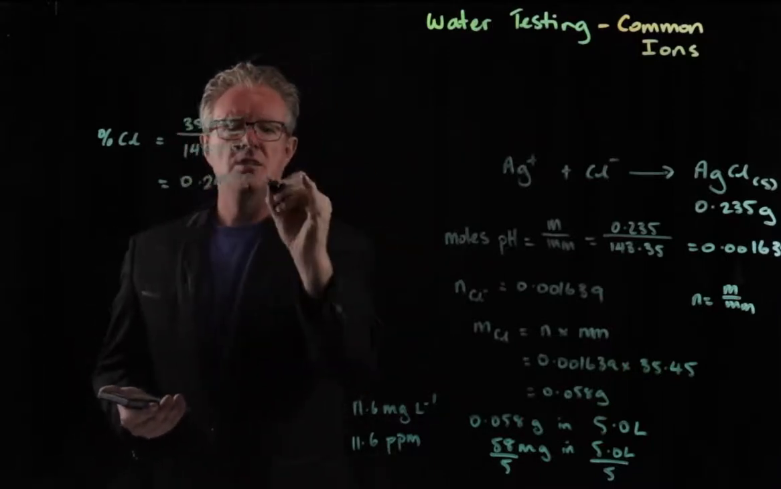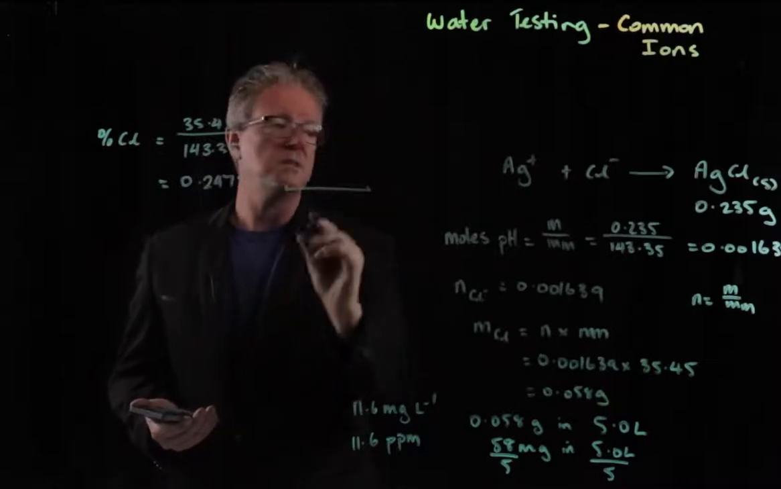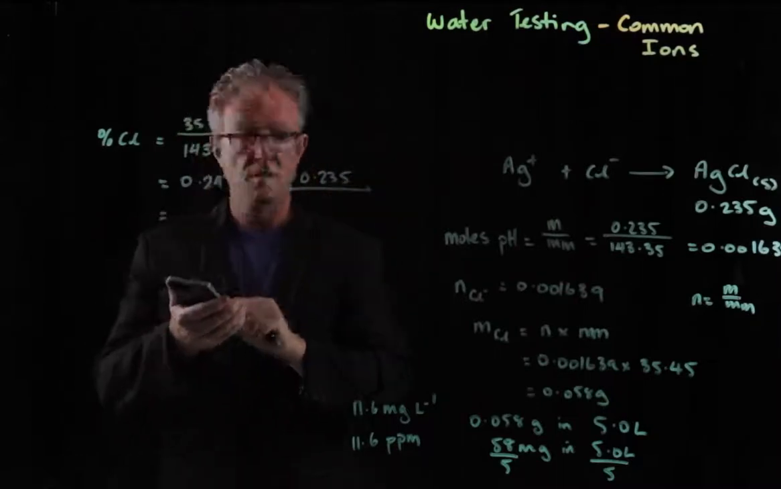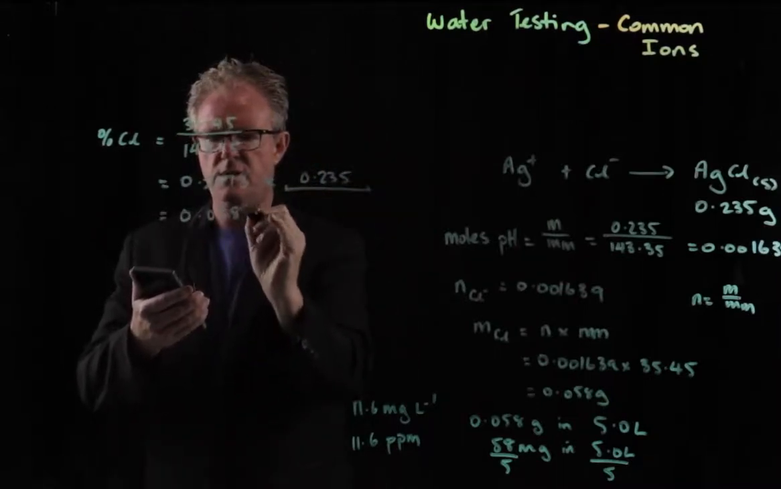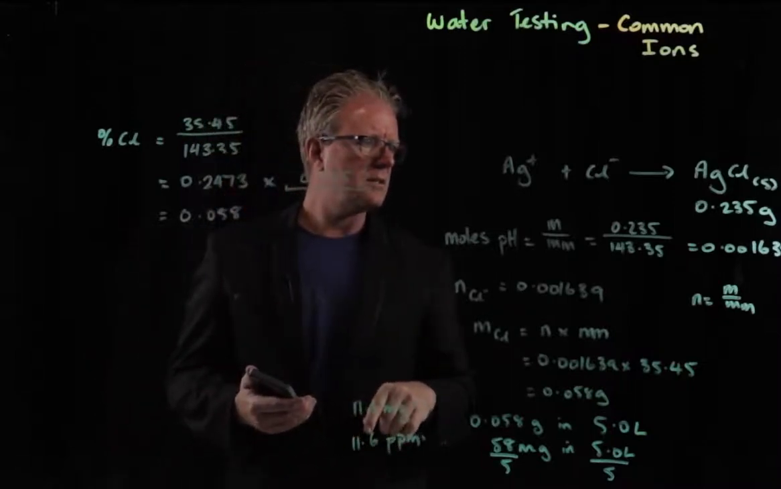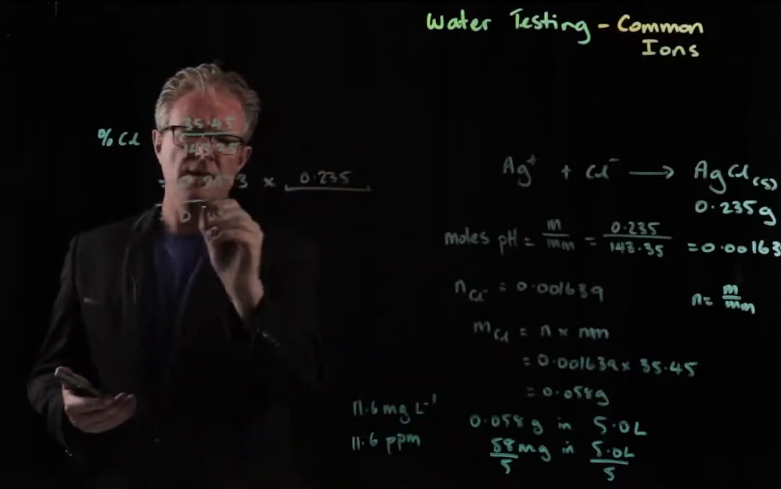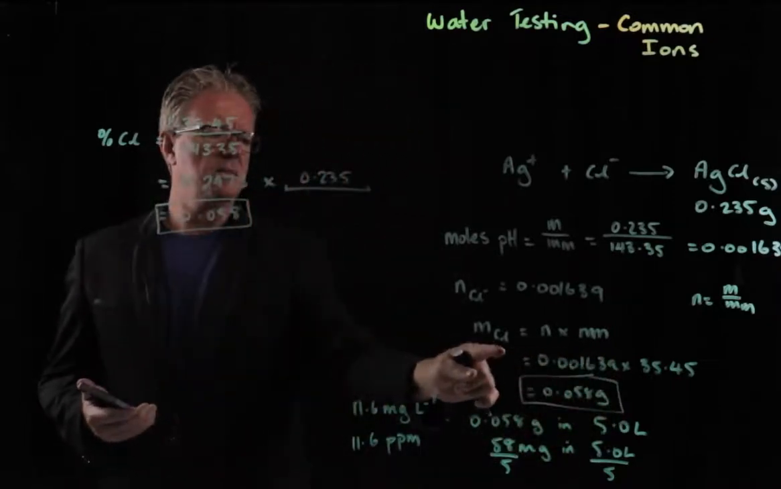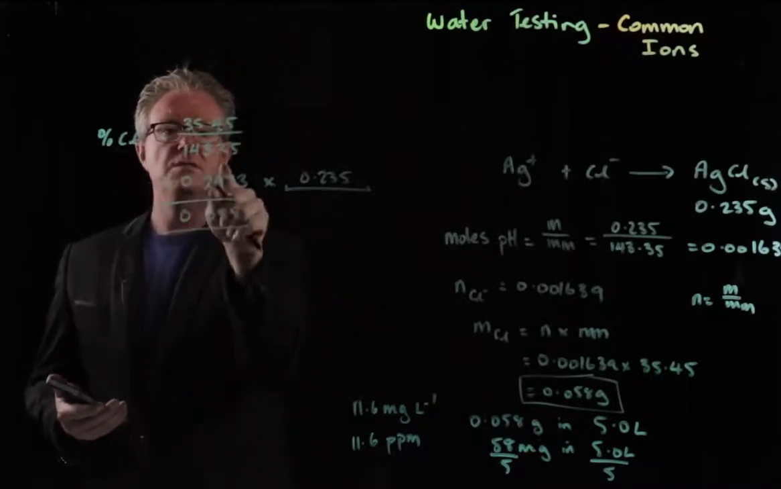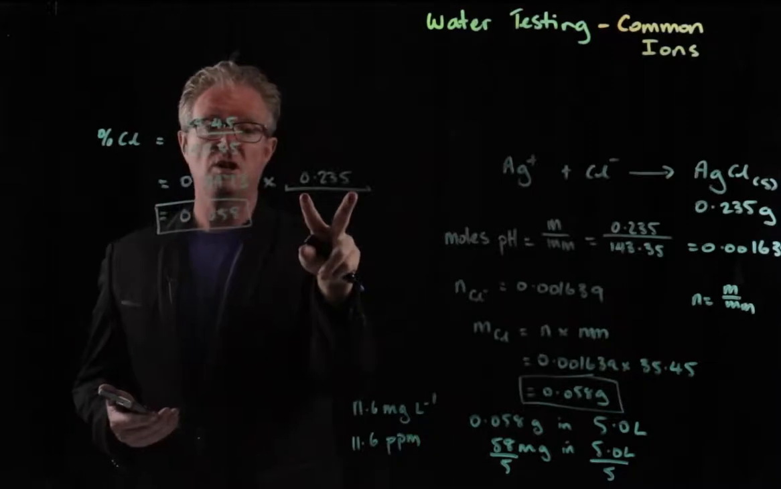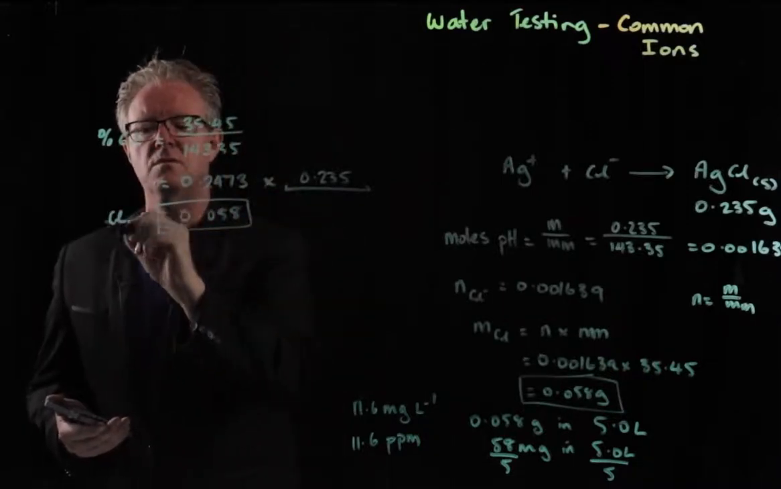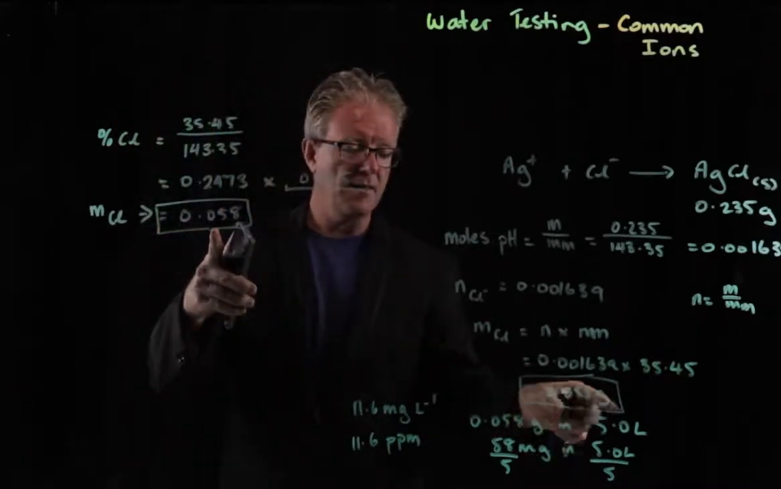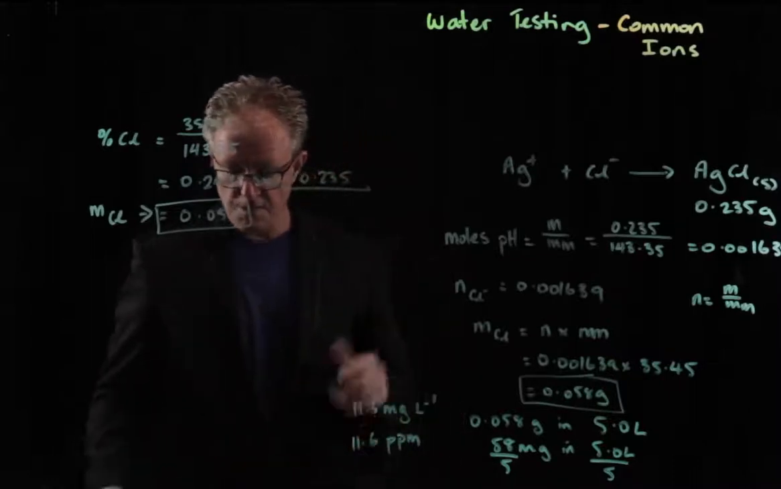So we can get that and times that by the mass of the precipitate, which was 0.235, giving 0.058. And you can see that that there is the same as that there. So this is the mass of chloride, because we found out the percentage first, and then whatever percentage we had, we times it by the mass. So that's becoming the mass of chloride right there. So it's the same value, and then you just do the same calculations from there. So it depends on how your brain works.